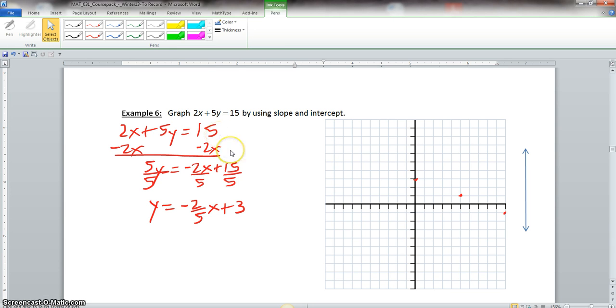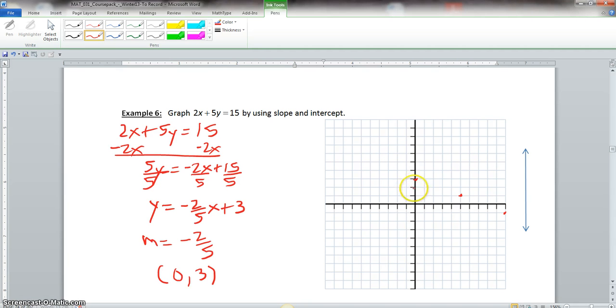I want to get this in slope-intercept form, so we want to get y by itself. So we will subtract 2x on both sides, and we have 5y equals negative 2x plus 15. We will divide each side by 5, and we will be left with y equals negative 2/5 x plus 3. So now, let's get the slope first. Our slope is negative 2/5, and our y-intercept is the ordered pair (0, 3).